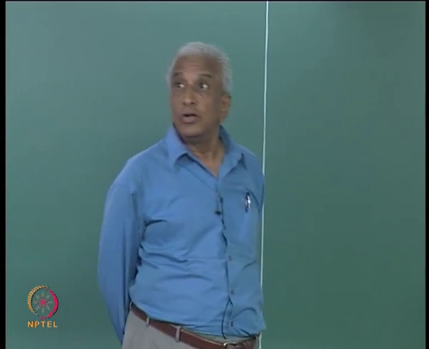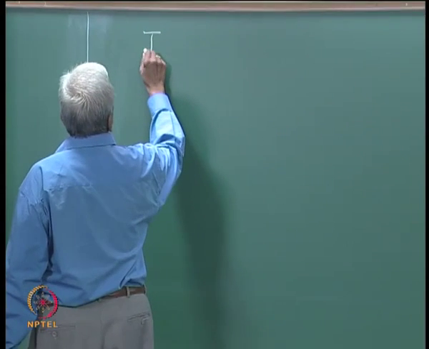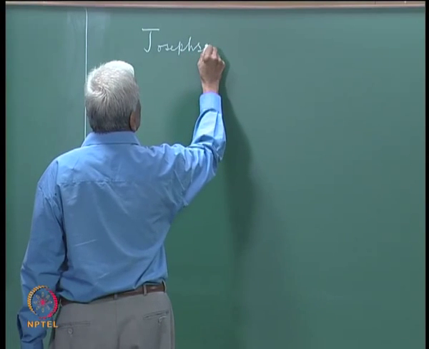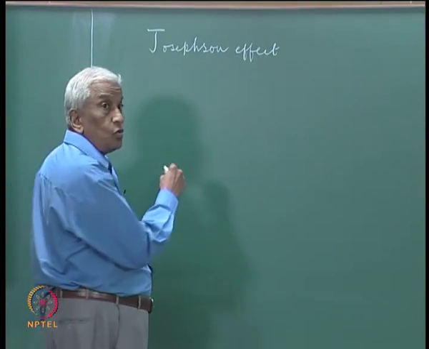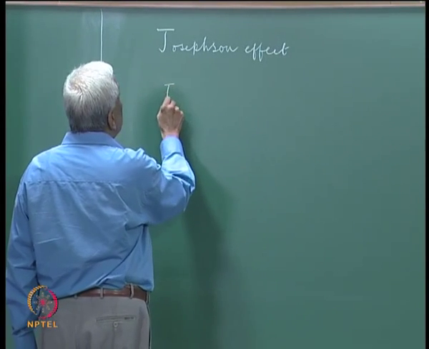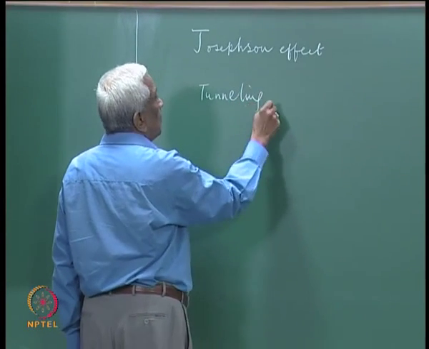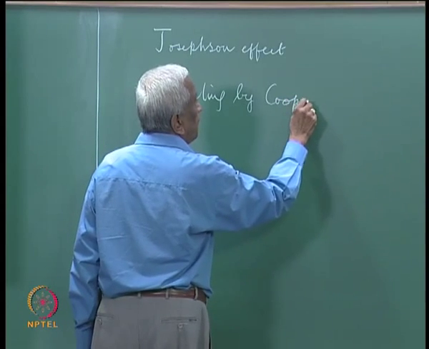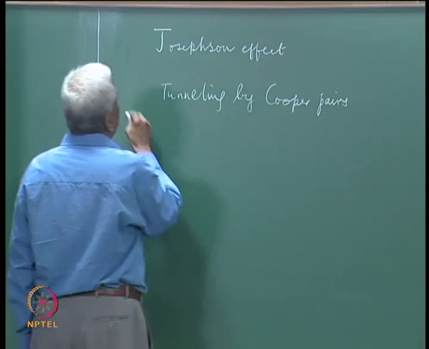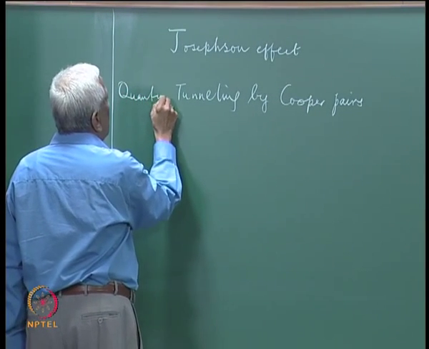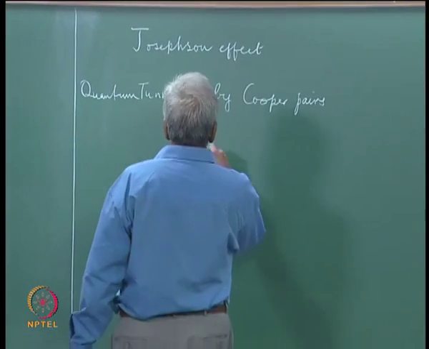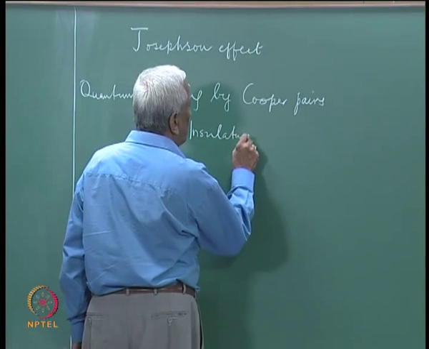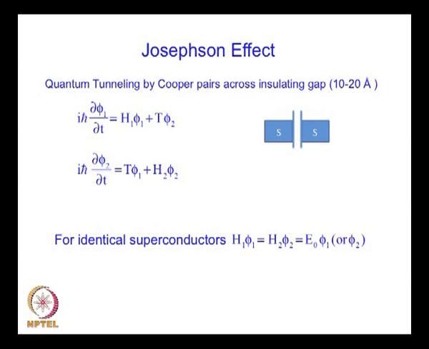Yesterday we talked about the Josephson effect, which was discovered by Josephson in 1962, and it is the phenomenon of tunneling by Cooper pairs. Quantum mechanical tunneling by Cooper pairs across a gap, across an insulating layer, which is a very narrow insulating gap of about 10 to 20 angstroms thick, extremely narrow.